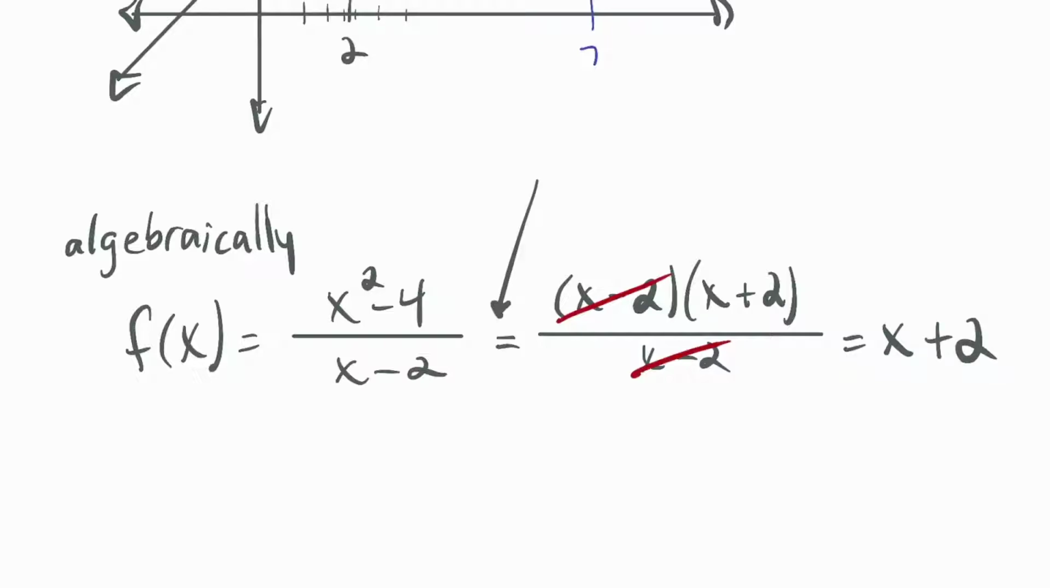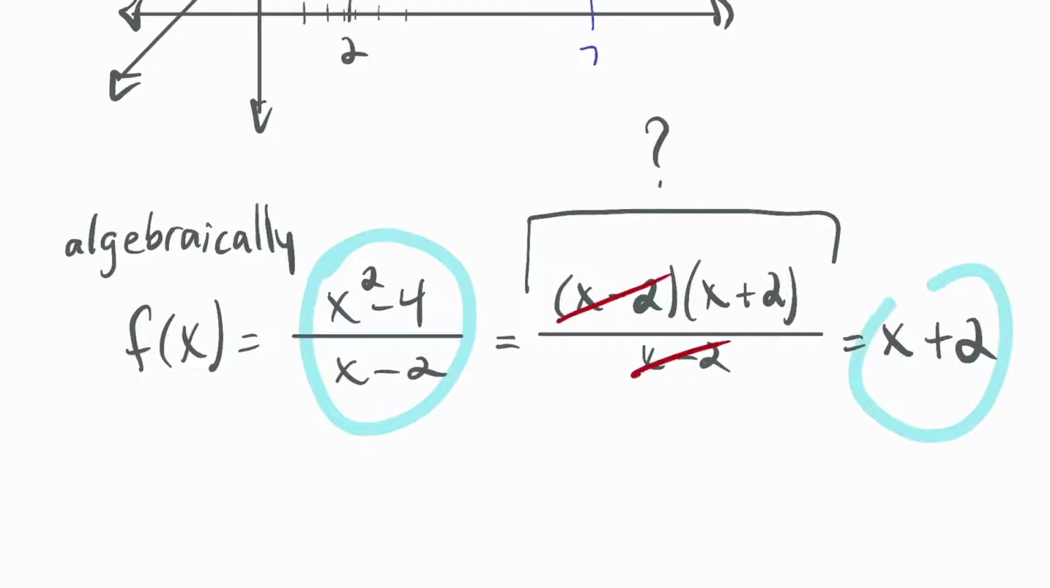But I want to talk about this step a little bit. When I do this cancellation, I'm changing what the function is. Because clearly, because of the cancellation, these two things are equivalent. Like if I plug in 1 over here, I get 3. If I plug in 1 over here, I get 3. If I plug in 3 over here, I get 5. If I plug in 3 over here, I get 5. They're equivalent, right? However, if I plug in 2 over here, I get nothing, undefined. If I plug in 2 over here, I get 4. So they're not the same. There's a difference, right? When I make this cancellation, I'm changing the domain of the function, okay?